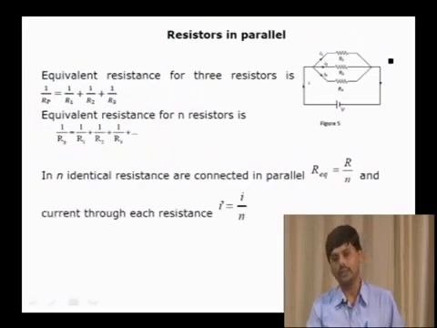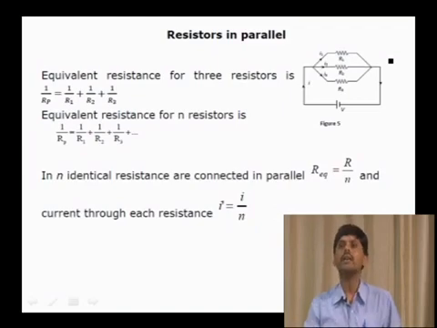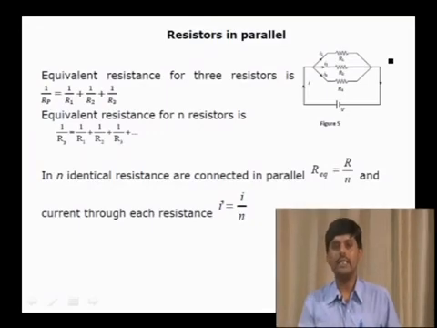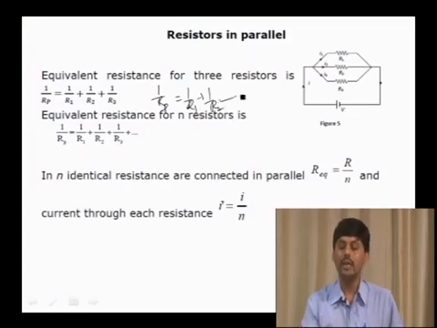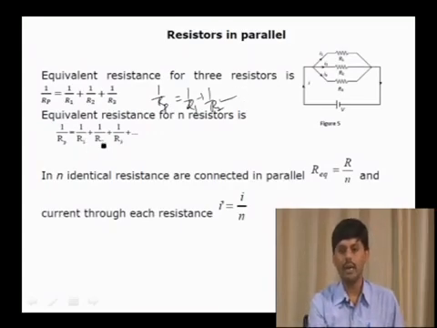Similarly for the parallel combination, in this diagram I have taken 3 resistors connected between 2 common points, and the common points are connected to the source. The equivalent resistance is 1 by Rp, where Rp means parallel, equal to 1 by R1 plus 1 by R2 plus 1 by R3. This is for 3 resistors. If you have only 2 resistors, then 1 by Rp is equal to 1 by R1 plus 1 by R2. Like this we are going to use it. If it consists of n number of resistors, then the formula is 1 by Rp equal to 1 by R1 up to 1 by Rn terms.